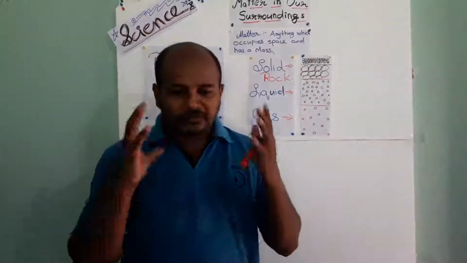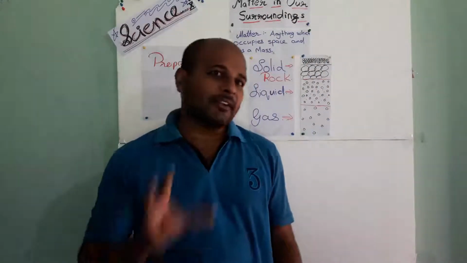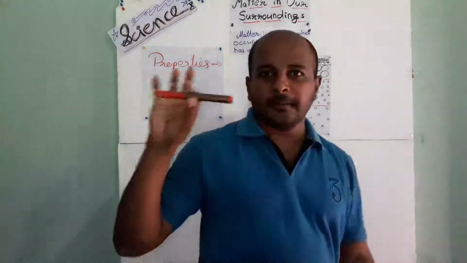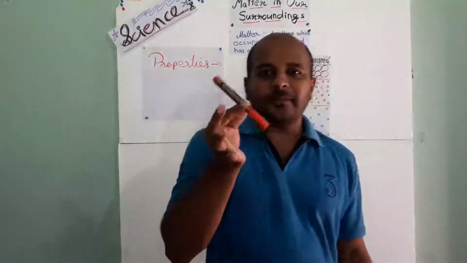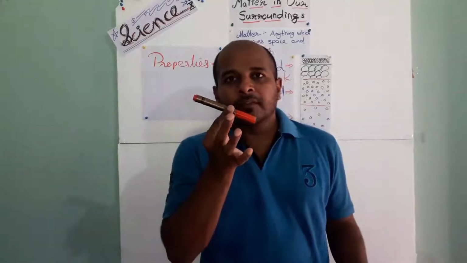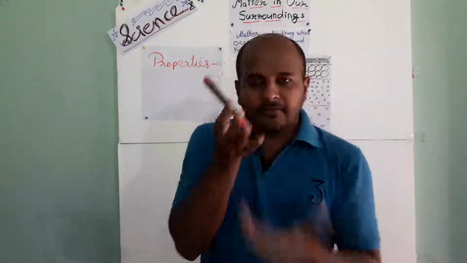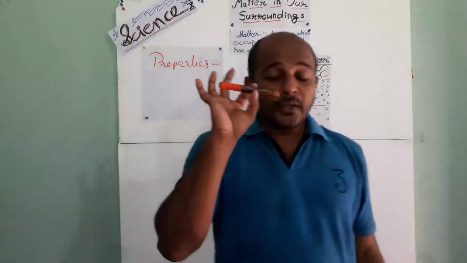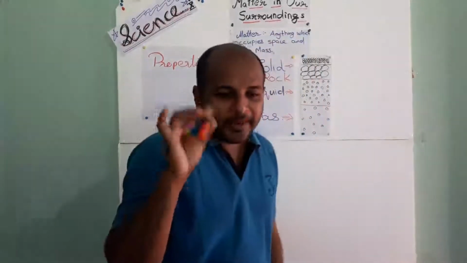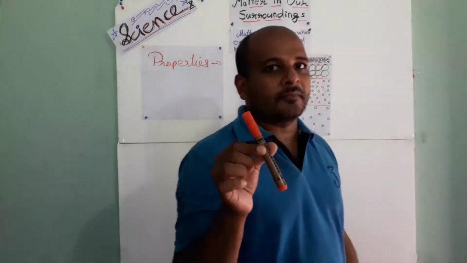So whatever solid we take, it will have a definite shape. For example, this pen. It has a definite shape, isn't it? If it is in liquid form, can I hold it like this? No, it will flow down. So solids have a definite shape and fixed volume, isn't it?